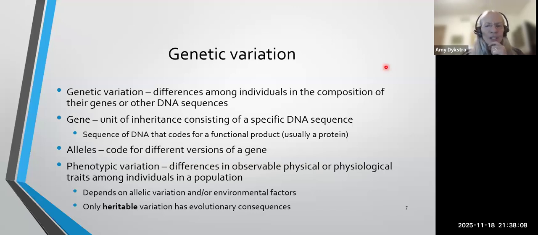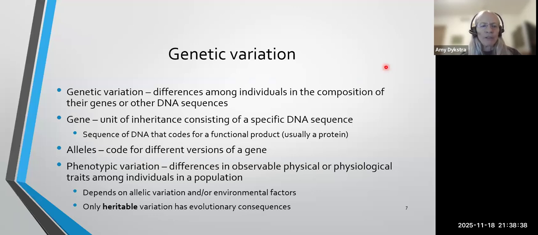Phenotypic variation can be distinguished from genetic variation. Genetic variation is differences in the DNA, and not all of that shows up as phenotypic variation. So phenotypic variation would be differences in observable physical traits, like the color of hair, the shape of your nose, also physiological traits like what blood type do you have?